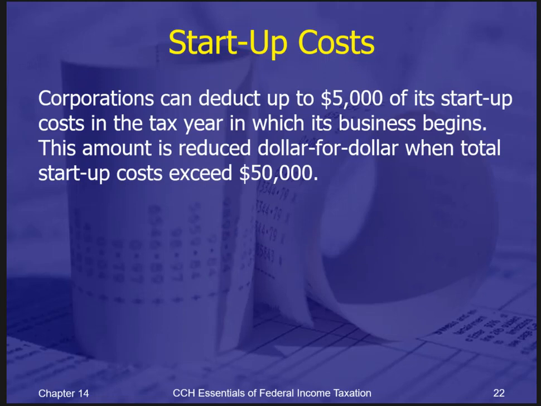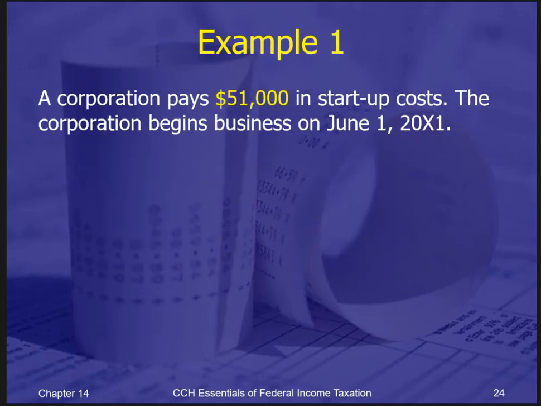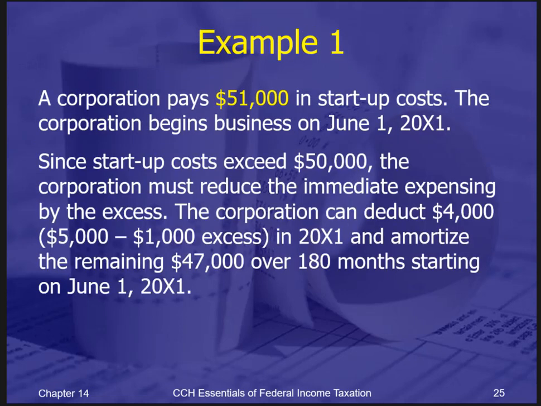The rule is basically, and they're separate: organizational costs, you get $5,000. Startup costs, $5,000, but reduced if it's over 50,000, and the rest over 180 months. So if we're over by 1,000, that means we reduce the amount we can deduct by 1,000, down to 4,000. The remaining 47 is over 180 months.